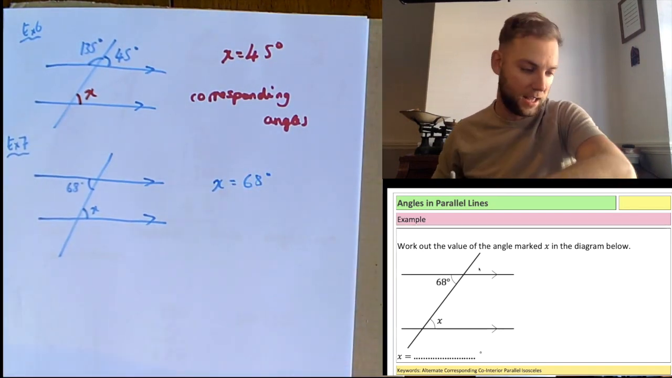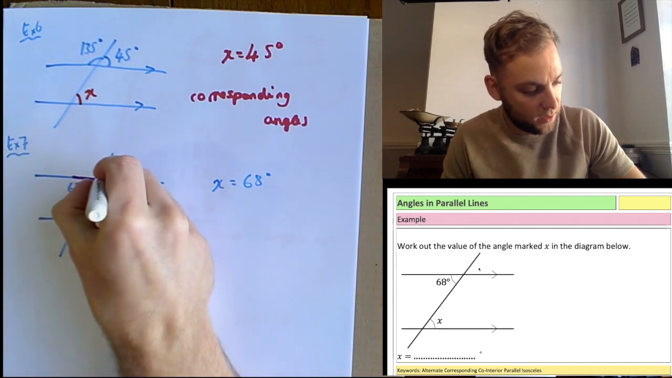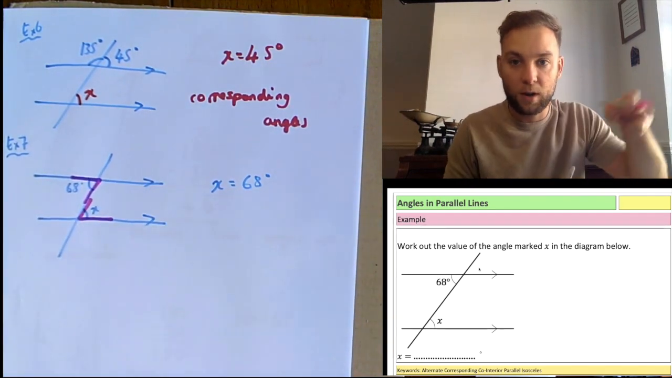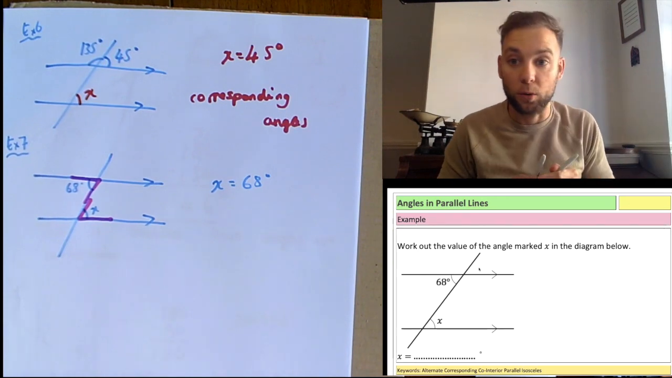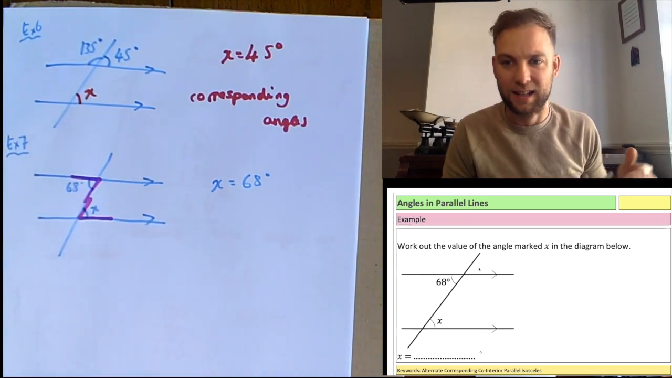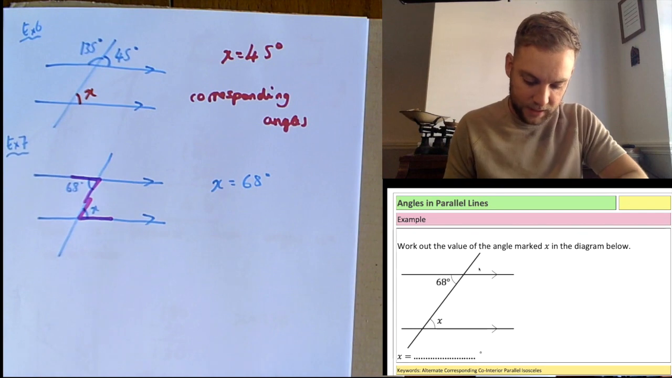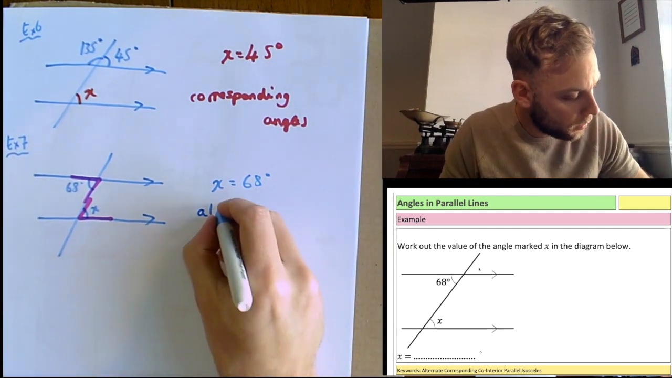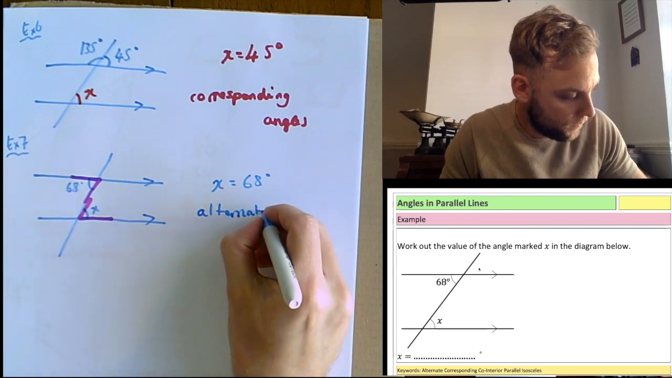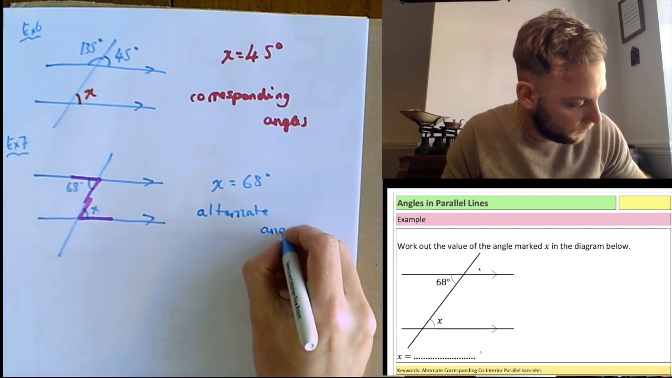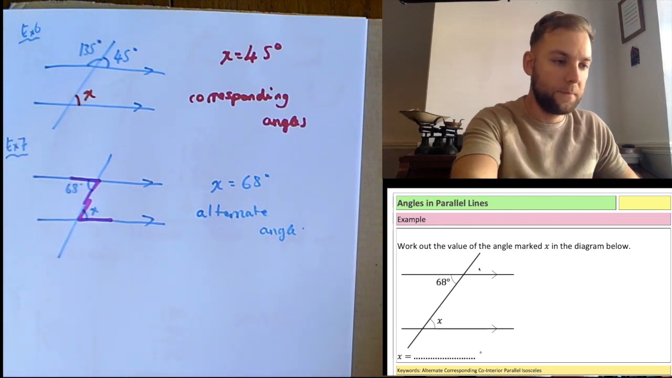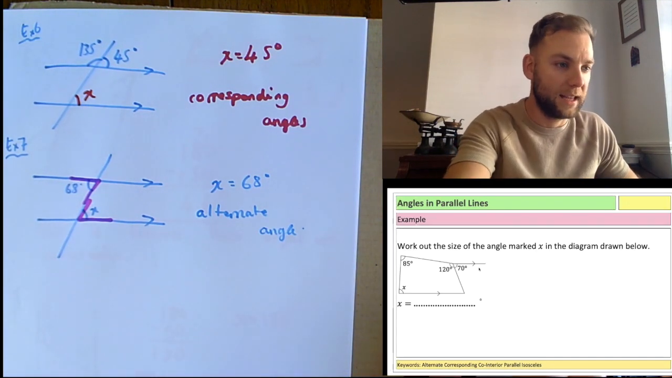Let's just show it again. So it's going to be going that way and then going the other way. So one and then going the other way, which means that it's an alternate angle. You can see this from kind of that Z shape, but I don't like to say this. It's an alternate angle. Brilliant. So let's have a look at the next one then.